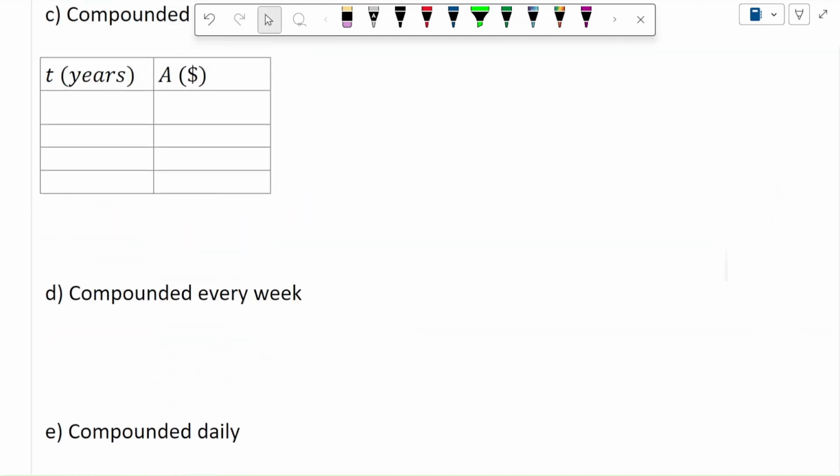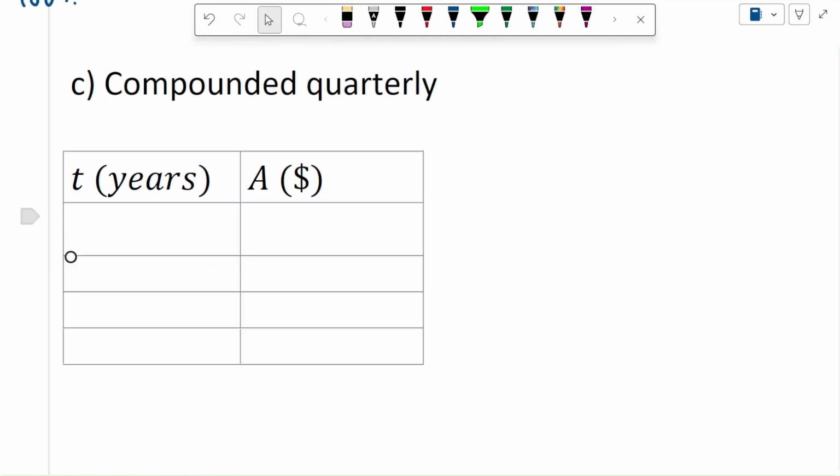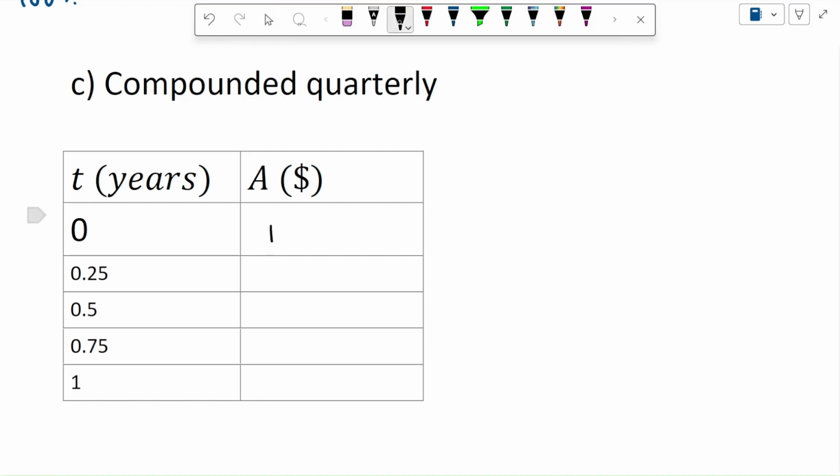Now compounded quarterly. So with this, your time in years is going to go 0, 0.25, 0.5, 0.75, and then 1 year. So it's compounding 4 times a year. I'm going to start with my dollar. And basically, this will be at the 3-month, this will be at the 6-month, 9-month, and full year. That's how this one works.